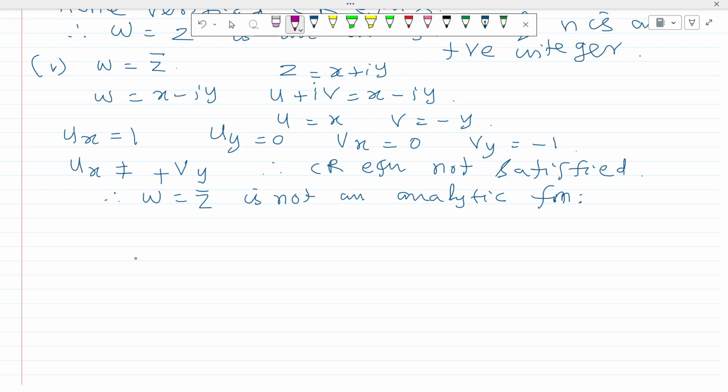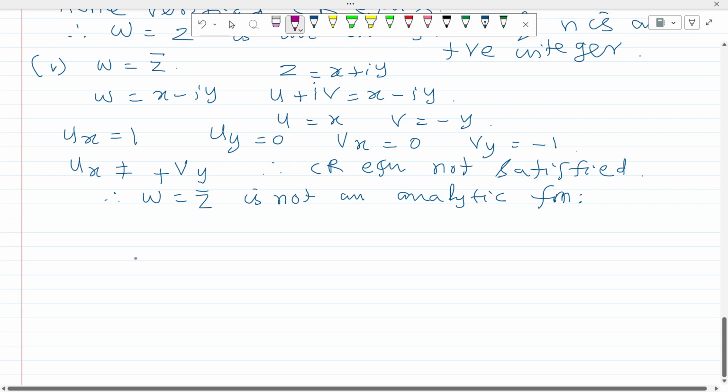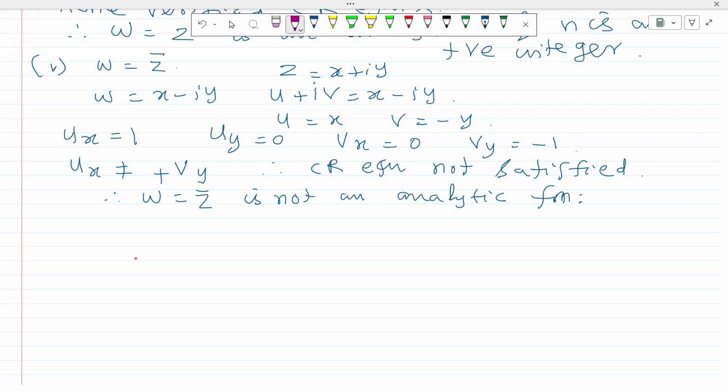So to prove that the given function is an analytic function, first you have to expand the function, then you can separate the real part and imaginary part, then find the partial derivatives, then you can verify the CR equation, finally write the result whether it is an analytic function or not. Okay.